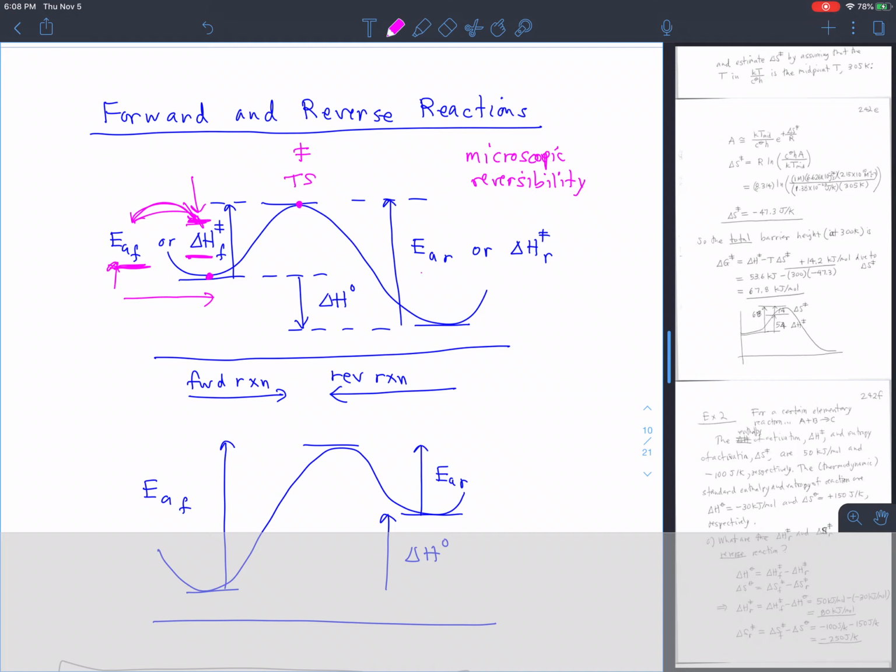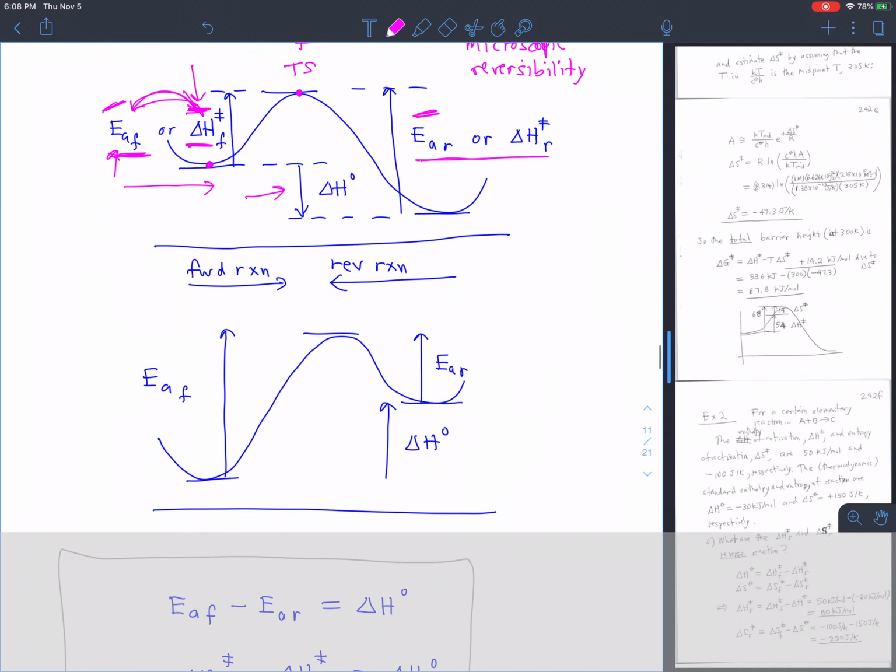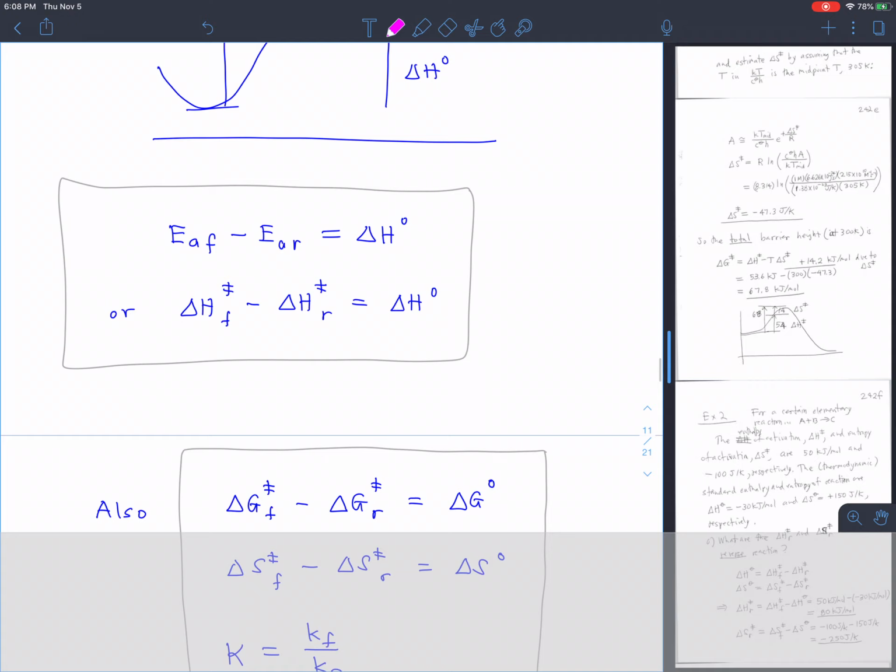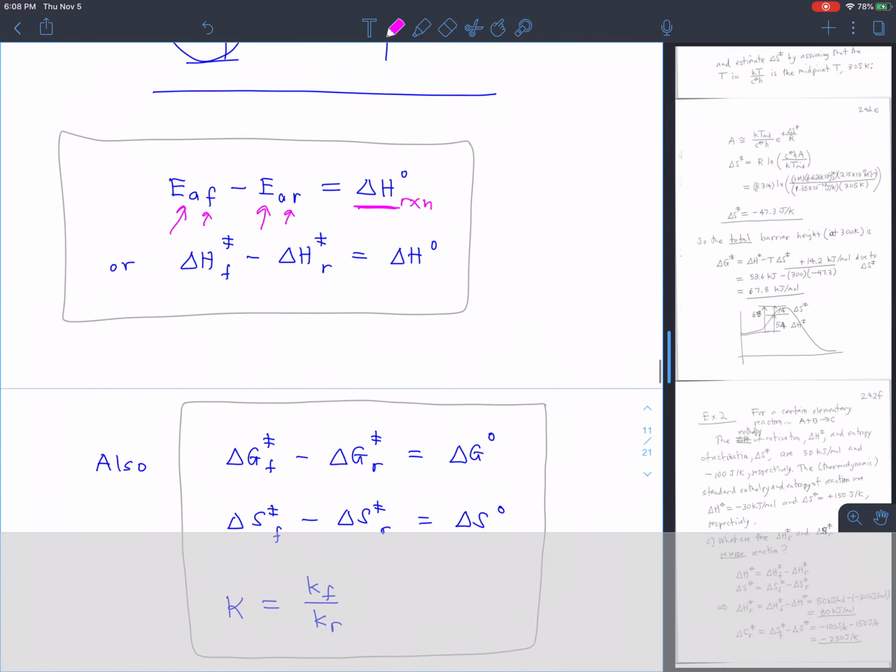There's an energy on this side, but there's also one on the other side, and you can see just by looking at the diagram that the difference between this one and this one must be the delta H for the reaction. And so we have that the energy of activation for the forward direction minus the energy of activation for the reverse reaction is equal to the delta H of the reaction itself, the standard state delta H for the reaction itself. And of course, since the energy of activation and this delta H of activation are the same thing, or we're treating them as the same thing, then that's also true for those two.